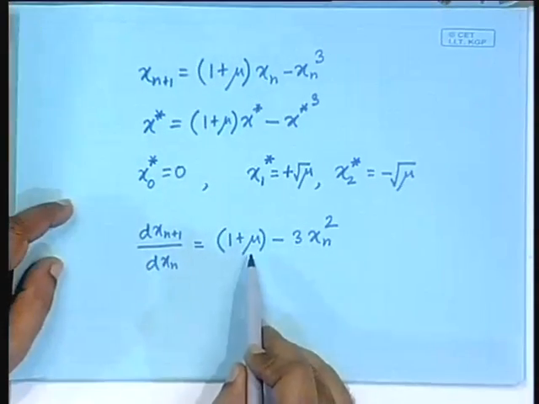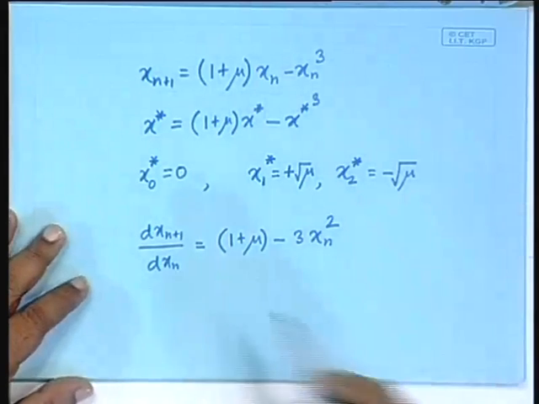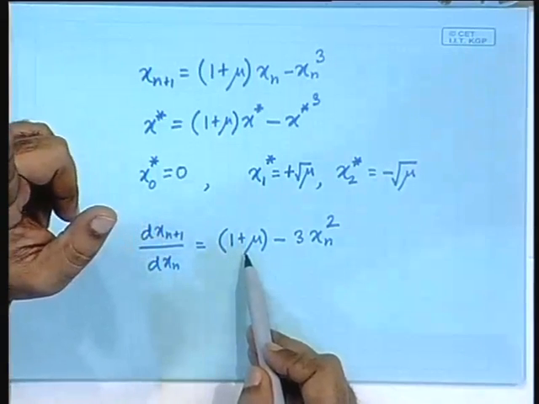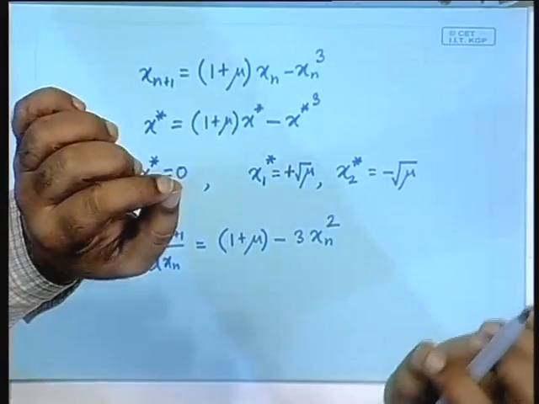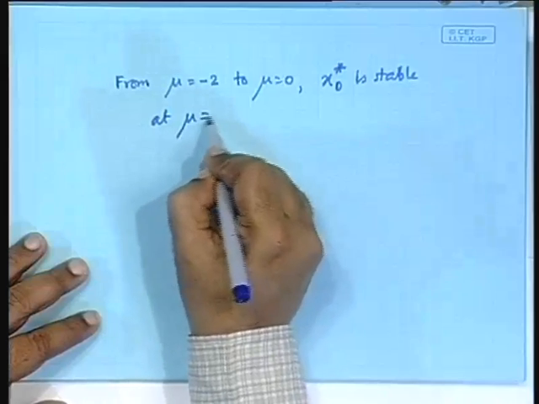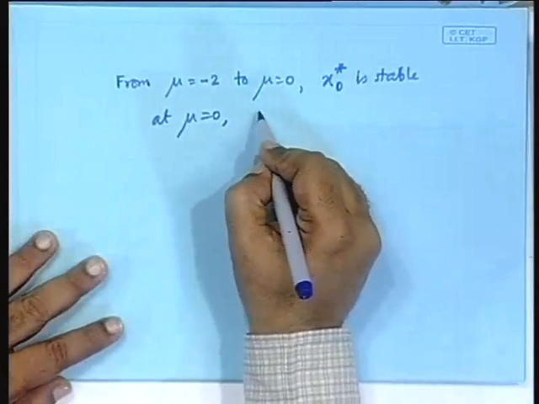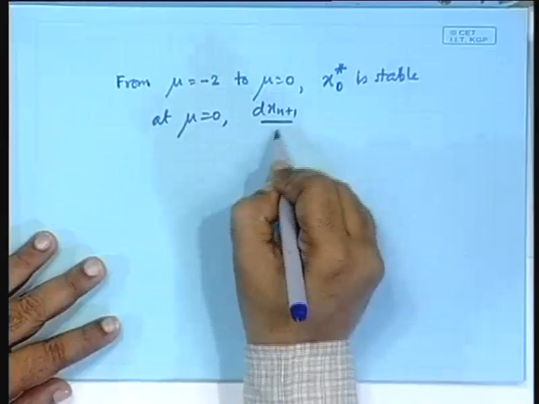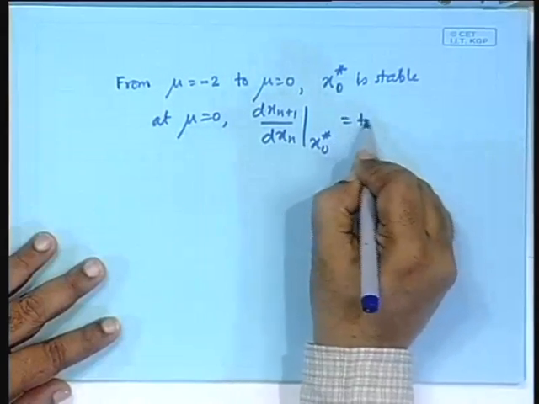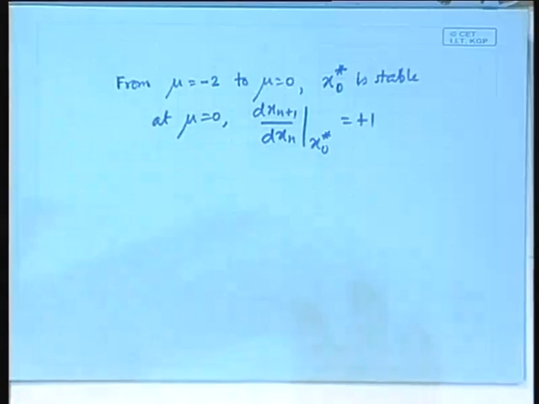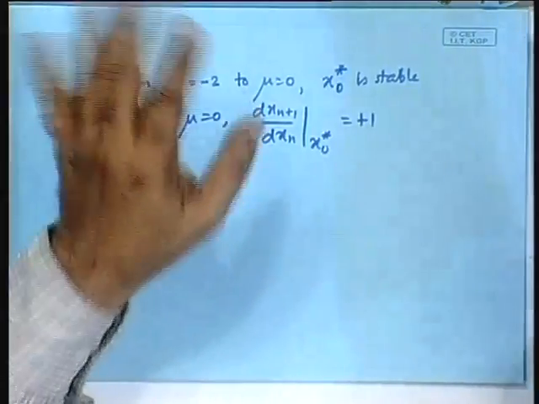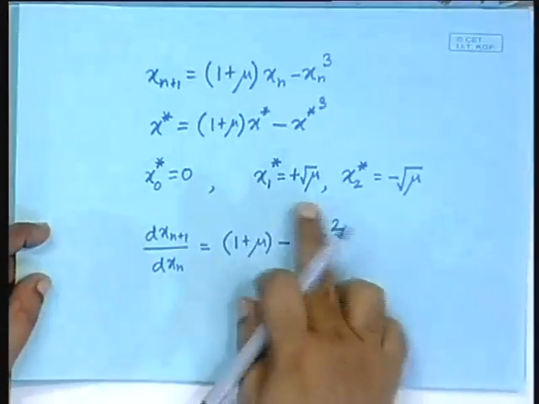Okay. What happens at mu is equal to 0? That means it is going to the positive side, the slope becomes plus 1. Notice this plus 1 thing. So, at mu is equal to 0, this d x n plus 1 d x n at x naught star is plus 1. Okay? And when that happened, this fellow became unstable. Clear? Let us look at the other two fellows.